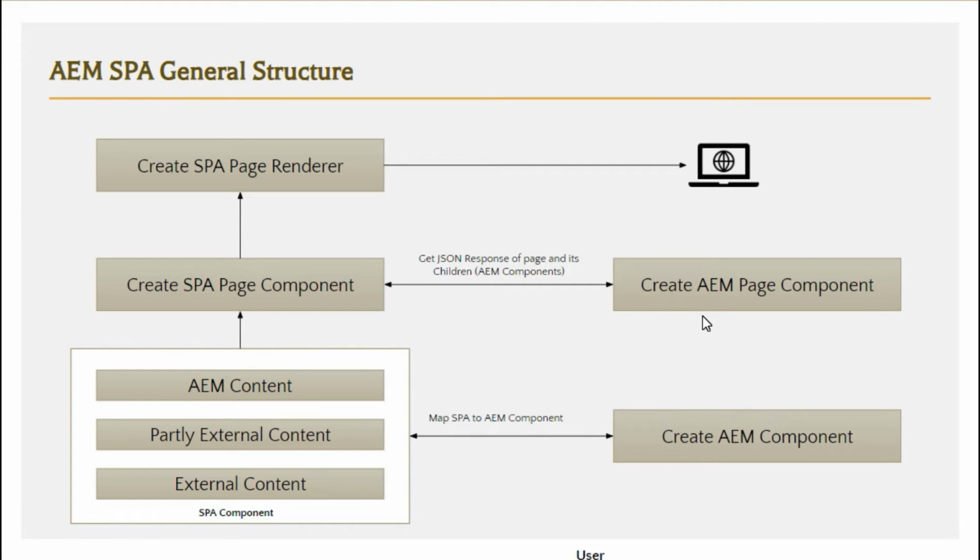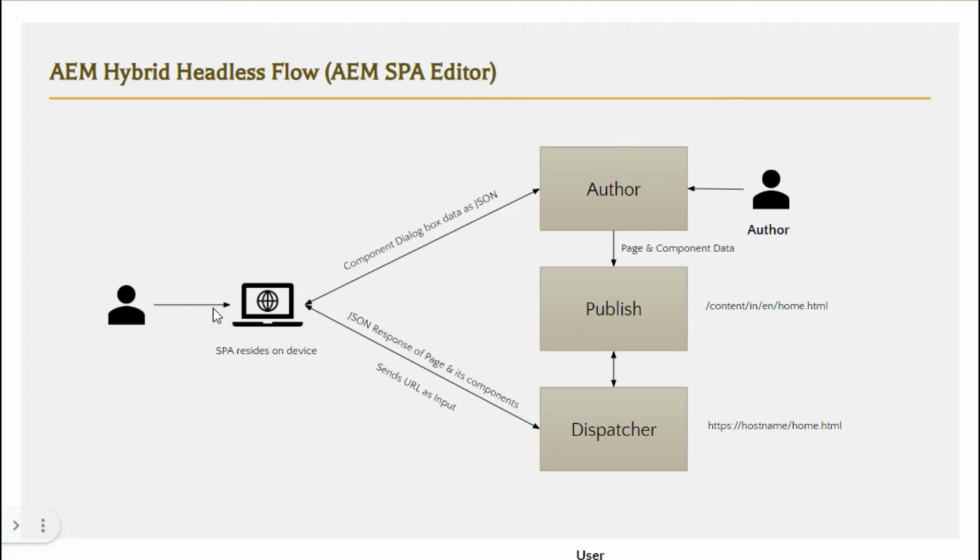Now how does it map? Whenever a request is coming to this particular single page application which is residing on this device, it will get a URL, right?